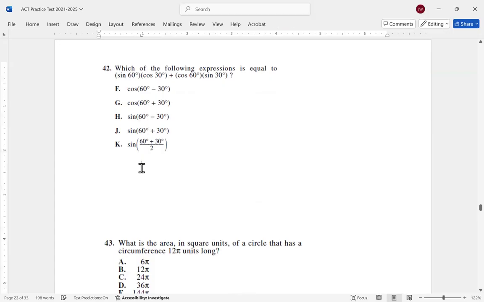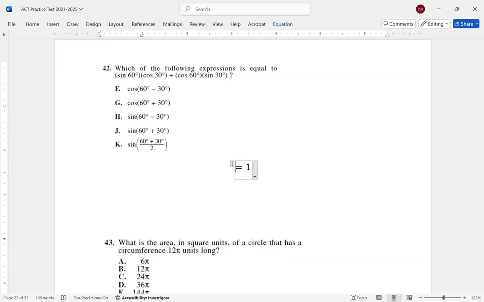Question 42. Which of the following expressions is equal to sine of 60 degrees times cosine of 30 degrees plus cosine of 60 degrees times sine of 30 degrees? Now, how I would do this if I were pressed for time on the test is I would just type this whole thing into my calculator, making sure to know that the mode of my calculator is in degree mode. As long as the mode of your calculator is in degree mode, what you get is that expression to be 1.